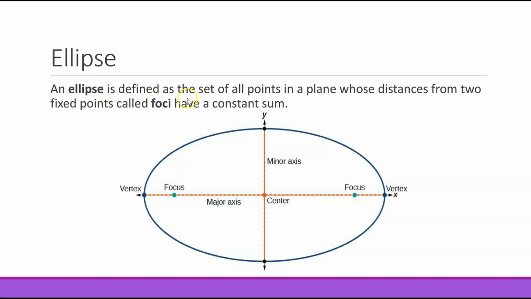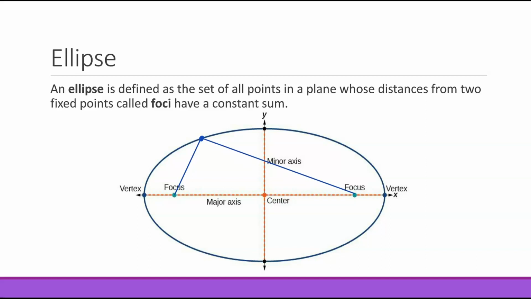An ellipse is defined as the set of all points in a plane whose distances from two fixed points called foci have a constant sum. So here we have this picture of an ellipse, and these are the foci. The singular is focus. So we define an ellipse to be the set of all points. So I'm going to pick a random point. So the set of all points whose distances from two fixed points called the foci. So I'm going to mark the distances to those two points.